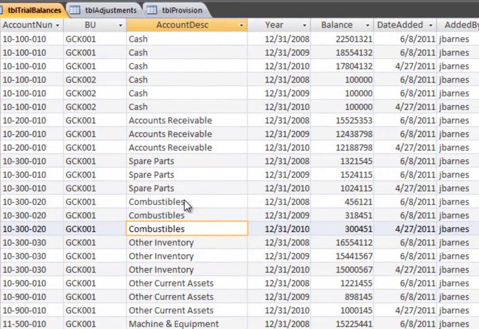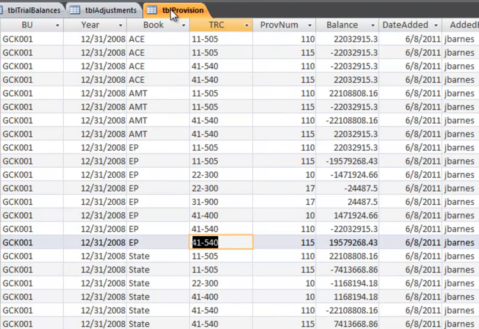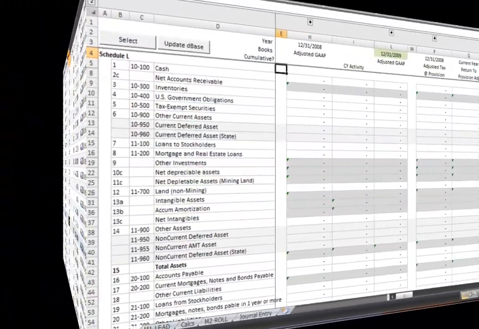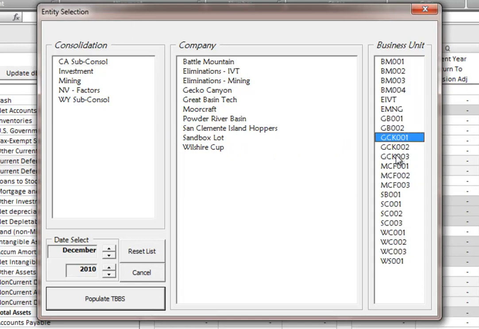You'll store all of your information, both current and prior year trial balances, compliance adjustments, and provision adjustments in a multi-user SQL-based database. You can prepare your provision based on any combination of business units, legal entities, business groups, or consolidations that you choose.